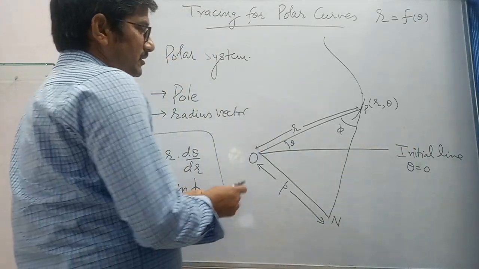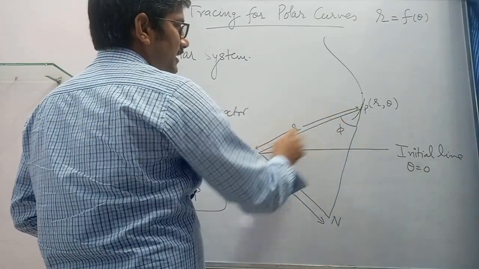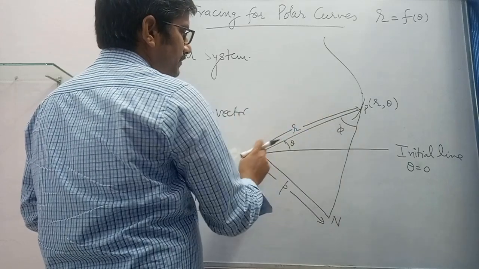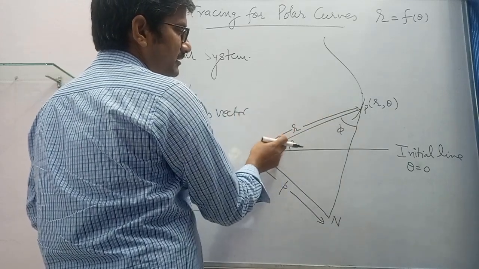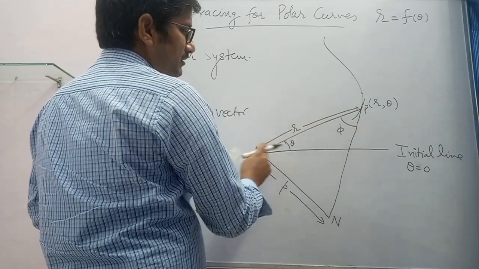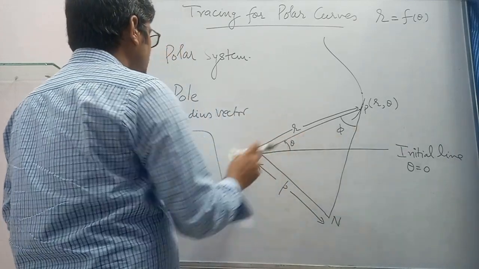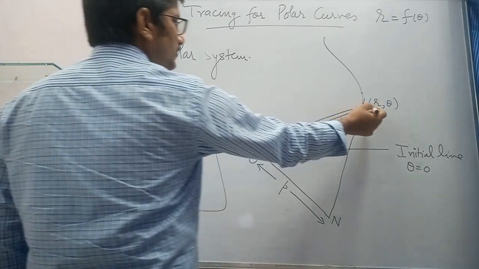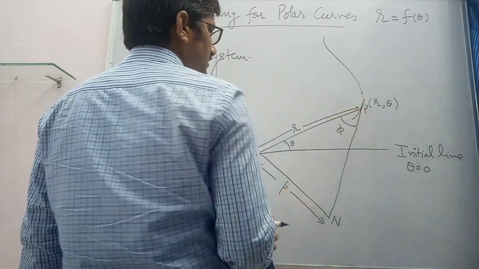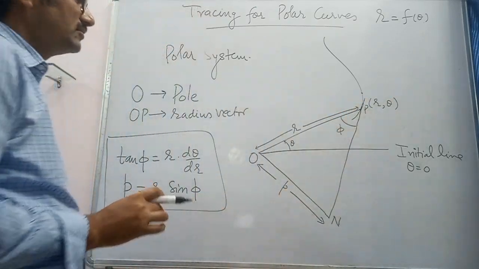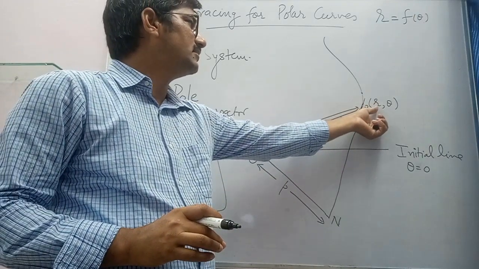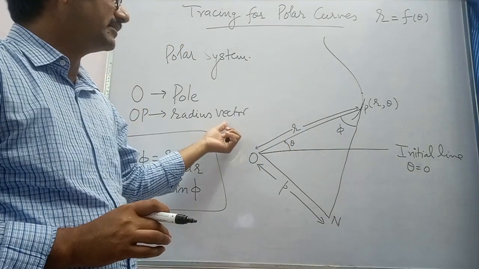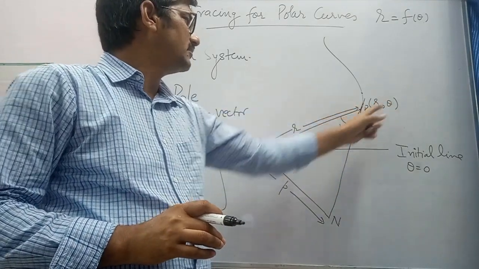If OP is a line where P is a point on this curve, the length of this OP is r, which makes an angle theta in anti-clockwise direction with this initial line. So theta is known as the vectorial angle. The coordinates of this point are r comma theta. So the first coordinate is the length of this OP, meaning radius vector, and theta is this angle.